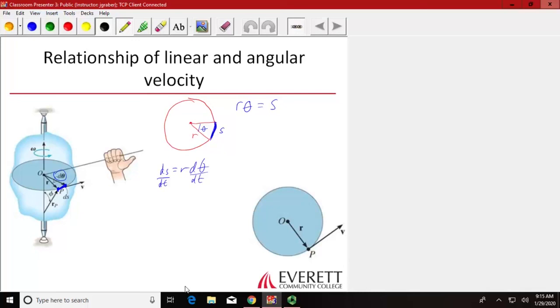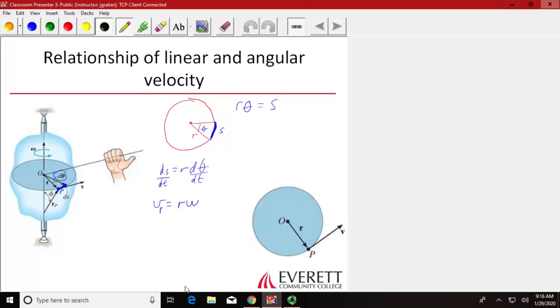Well, what's ds/dt? Velocity. Velocity is equal to r. What's d theta/dt? The rate of change of theta with respect to time. Angular velocity, which we call omega, right? Velocity equals r omega, about the simplest relationship that you could come up with. The velocity is going to be equal to omega, which is that angular velocity, times the radius. However far out, you're going to go faster and faster and faster as you get further and further away from the fixed rotational axis. Makes sense, right?